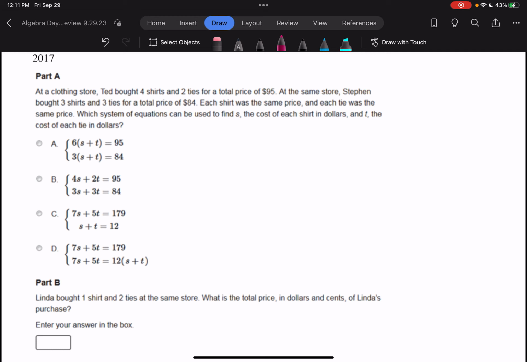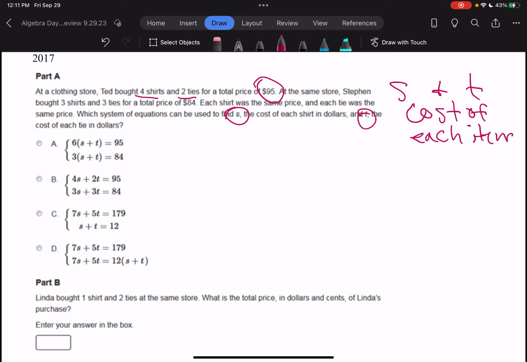And so I wanted you to see these two examples. At a clothing store, Ted bought 4 shirts and 2 ties for a total of $95. So what I don't know is how much each shirt costs, S, and how much each tie costs, T. So my solutions are S and T, the cost of 1 shirt and the cost of 1 tie. The thing I'm solving for is S and T.